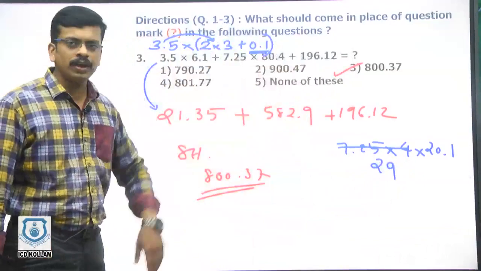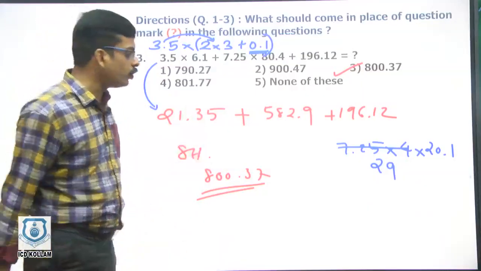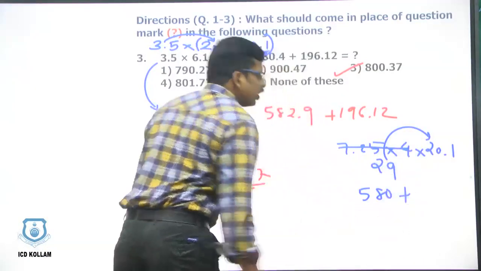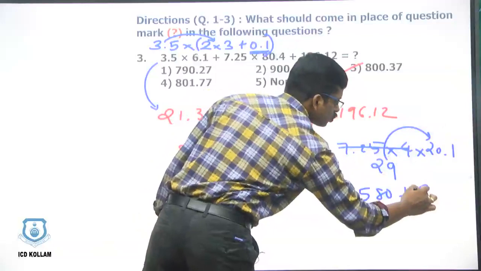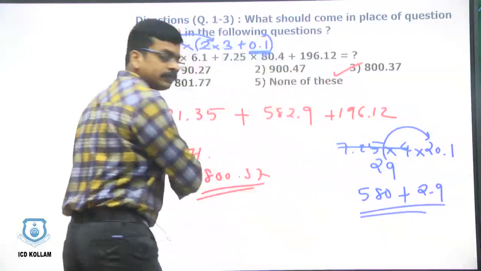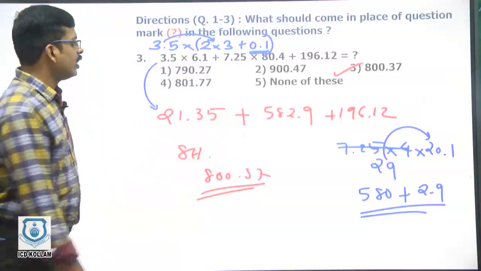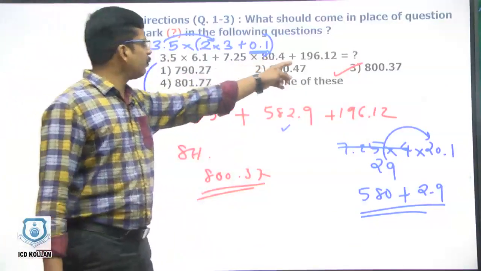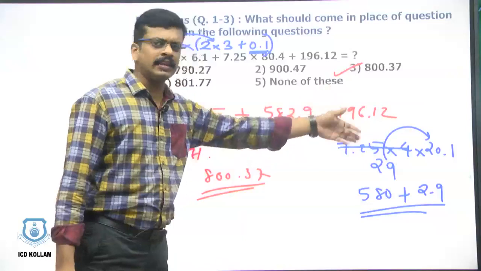29 into 20.1 you need. First you take 29 into 20. 29 into 20 is 580, plus 29 into 0.1 is 2.9, together 580, 2.9. So that I am writing here. The remaining one number, 196.12, I am writing as it is.